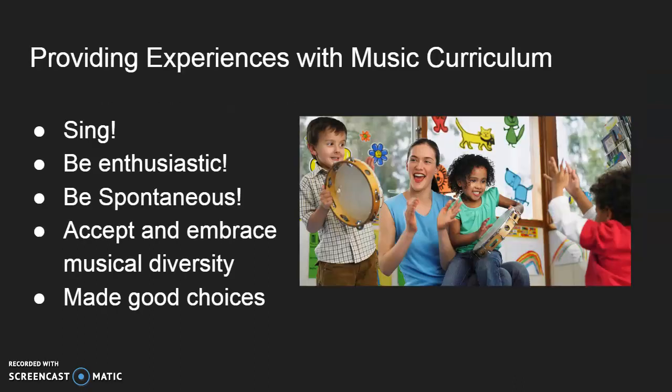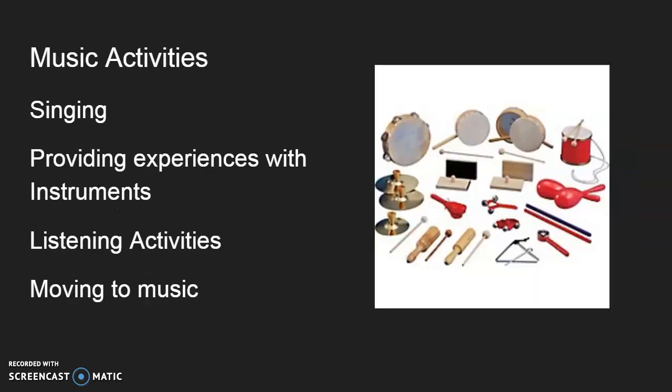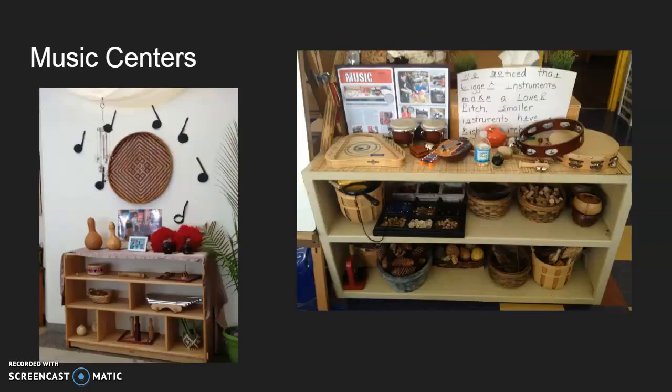So some of the ways that you can do that is by singing in your classroom. Be enthusiastic, be spontaneous, accept and embrace musical diversity, and make good choices when you are talking about music in your classroom. So this looks like singing, providing experiences with instruments, listening activities, and moving to various music. So this actually kind of aligns and supports creative movement, and we'll talk about that particular part of arts curriculum next. In an early childhood classroom, it is ideal that you have a music center or at least musical instruments out on the shelf at all times.